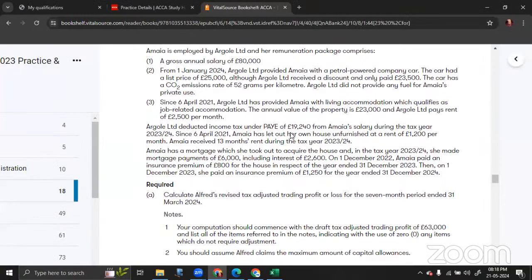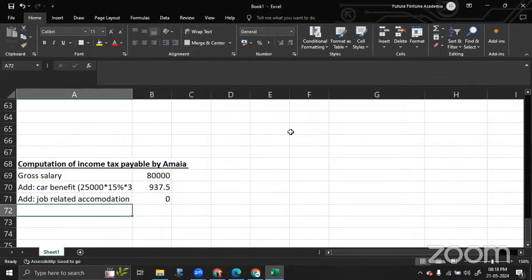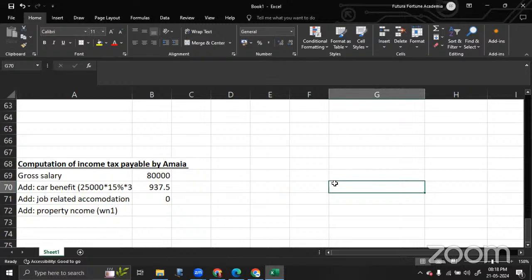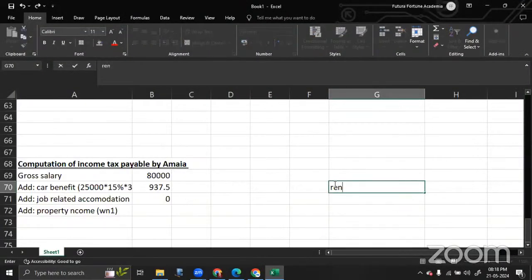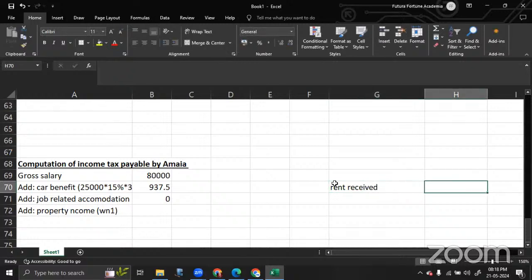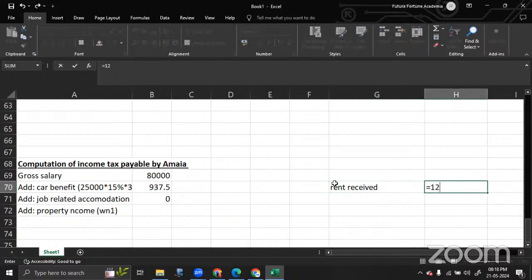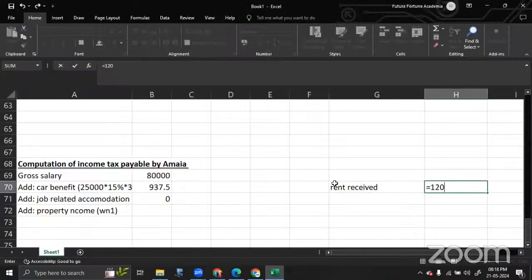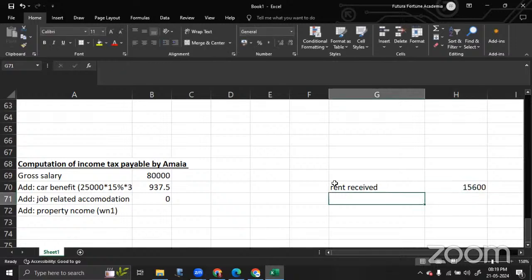And finally, she has property income. Add her property income. So that is a working note, property income. When you do her property income computation, you should always start with the rent received. The rent received is equal to 1,200 into 13 months. It's cash basis. So irrespective of the number of months, you have to take whatever cash you received during that tax year.